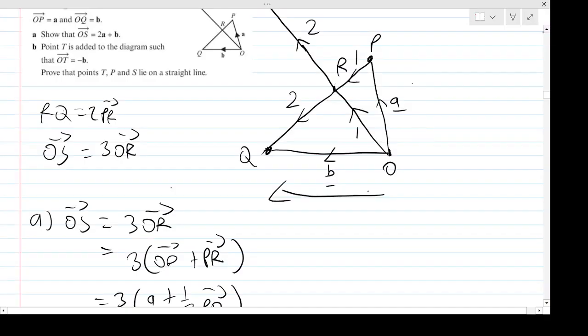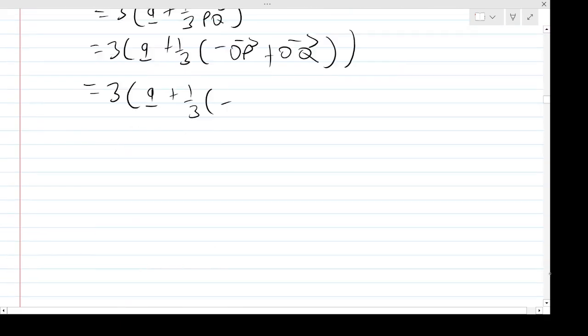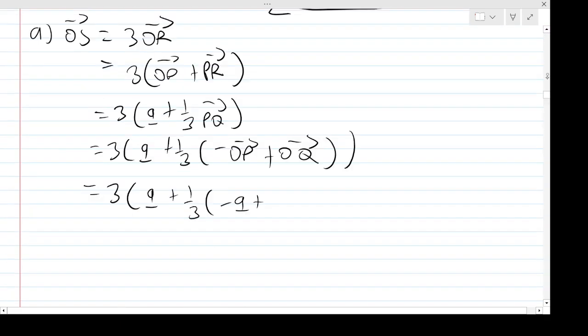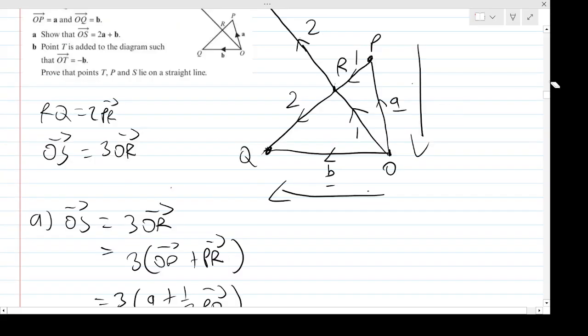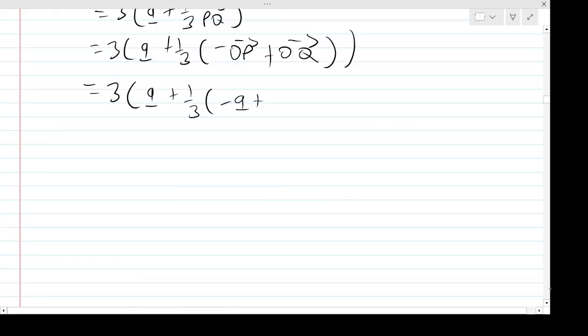As we discussed, O to P that way is A, but I want to go the other way from P to O, so it's the negative of that. So it's negative A, and then O to Q is just B, the vector B. And there we are. Now I've got only A and B, so there are no unknowns, and I can now expand this and simplify.